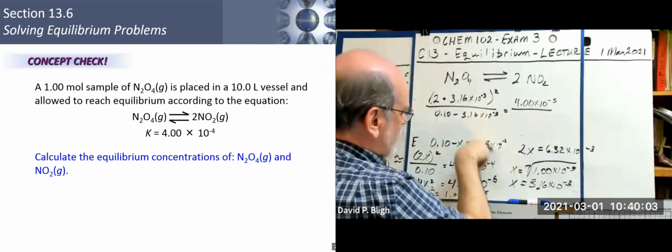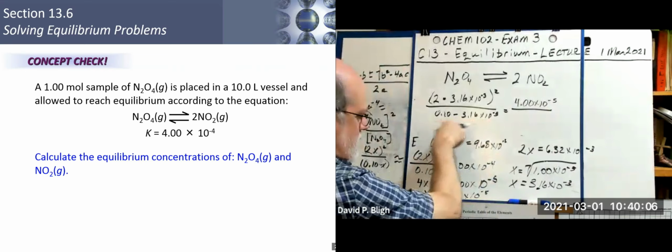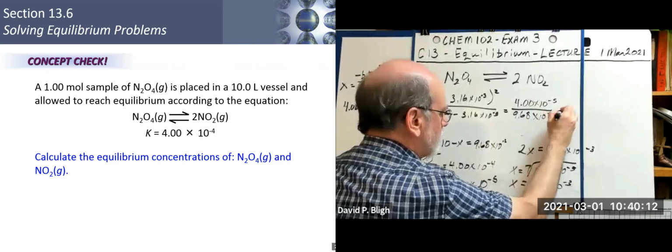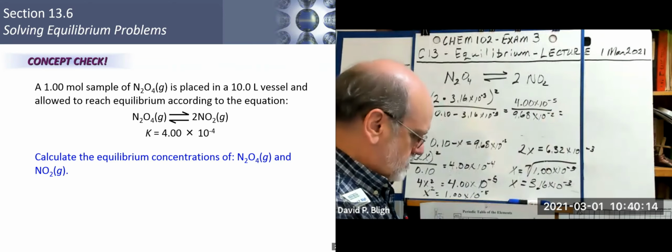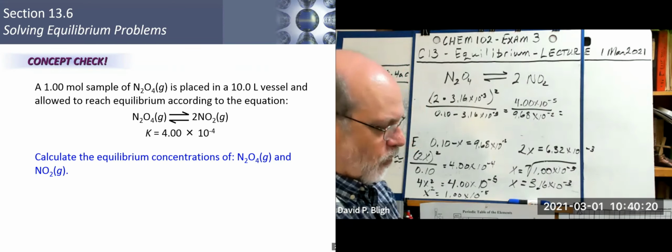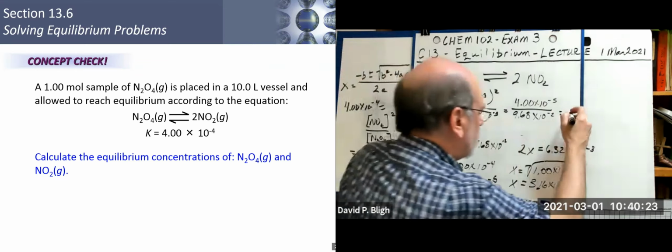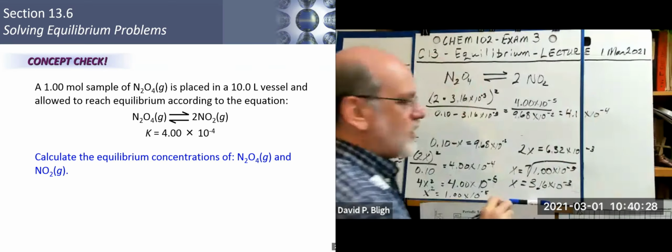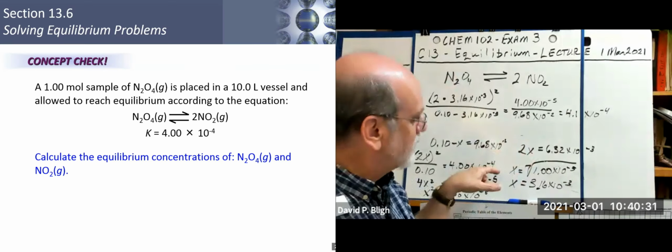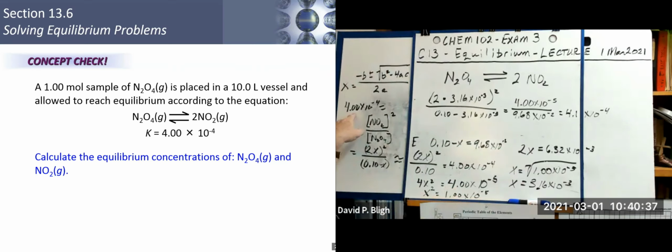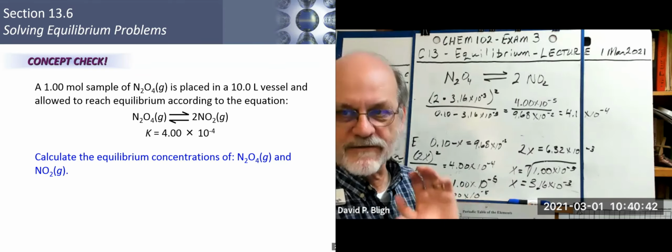Divided by this value, which is that one. Right? Divide that one into it. And we get 4.1 times 10 to the minus 4. 4.1 times 10 to the minus 4 is our calculated k value with the x included. Right? And our accepted value is 4.0 times 10 to the minus 4. Okay? So how do we apply the 5% rule?